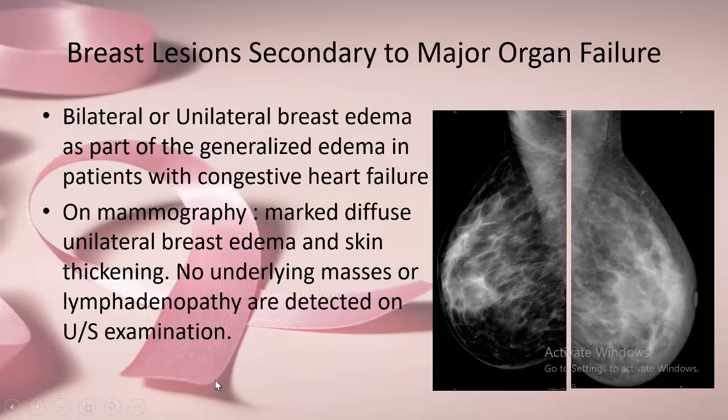Breast lesions secondary to major organ failure. This is a very, very important entity. This is the most common of the systemic breast disorders, but we put first the more warning. Bilateral or unilateral breast edema as part of the generalized edema in patients with congestive heart failure. On mammography, marked diffuse unilateral breast edema with skin thickening, as in this case, no underlying masses or lymphadenopathy seen. This is the typical reticular pattern of edema. There is global increased density.